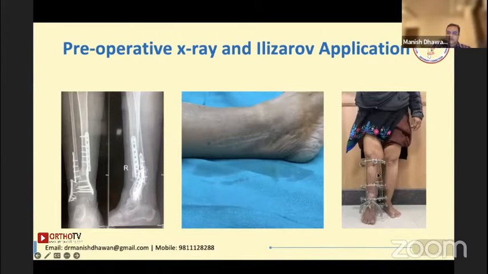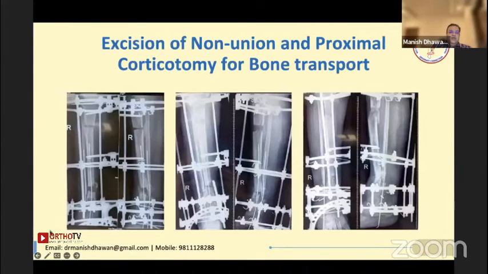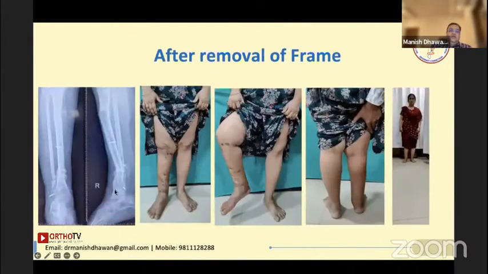There was no infection. So what I did, I excised the non-union. I stabilized the fibula with an intramedullary wire. Dr. Bari has shown this in the upper limb, but it is very useful. You can put an intramedullary wire in the fibula. And then it is better to excise the non-union. I excised it because it was an atrophic type, and it requires bone stimulation. So I did a proximal corticotomy and did a bifocal transport. So this is it. And it went into union with the transport. And you can see the union.